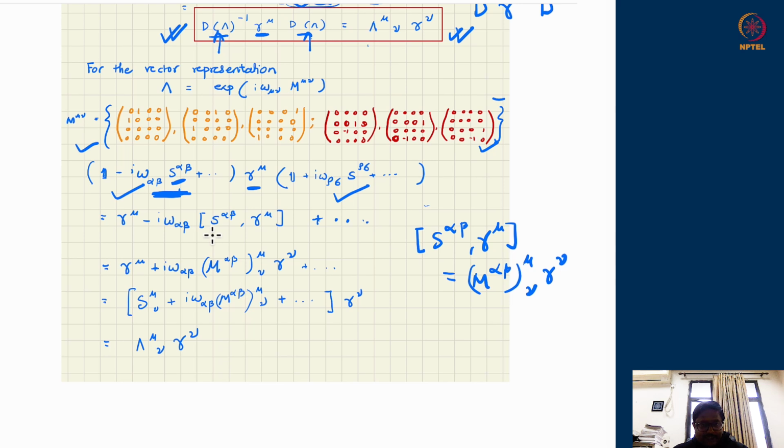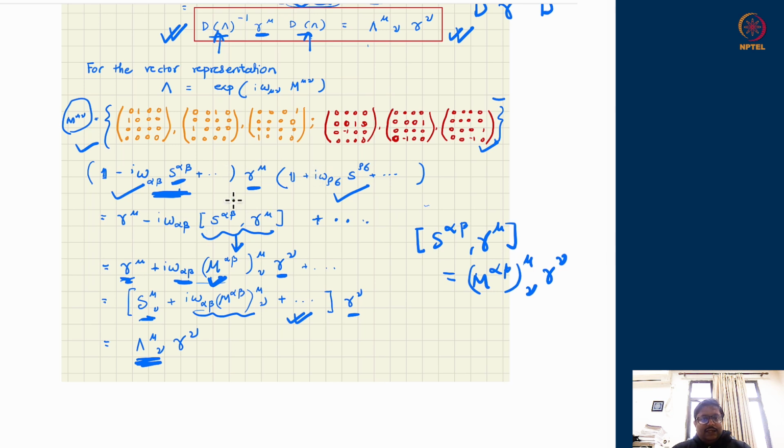But if this is the case, I can replace the commutator appearing over here by the M alpha beta. Now this M alpha beta is the vector representation 4 cross 4 dimensional matrix. And therefore you can see that the first term was a gamma mu, the second term now is the same parameter but with the M matrix now and the gamma nu. Together it can be written as an identity matrix multiplying gamma mu, and then this matrix multiplying gamma nu, and this is just an expansion of the exponential, if you recall, which is nothing but the vector representation of the Lorentz transformation.